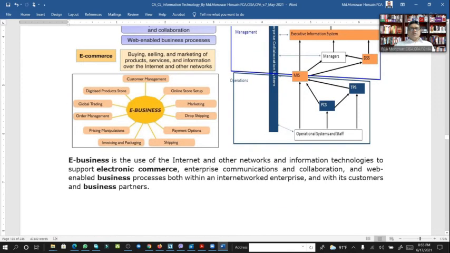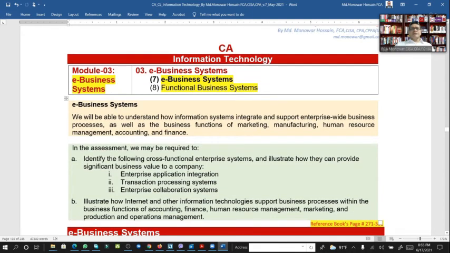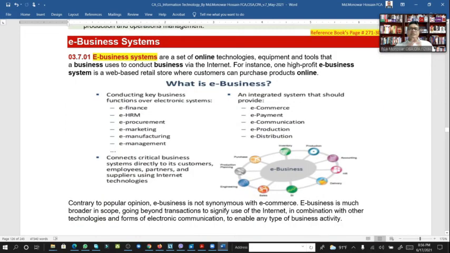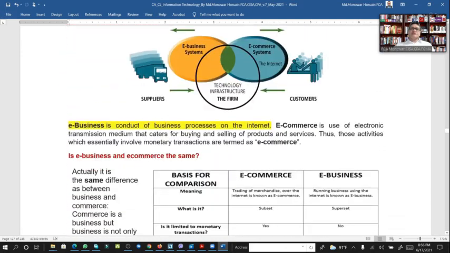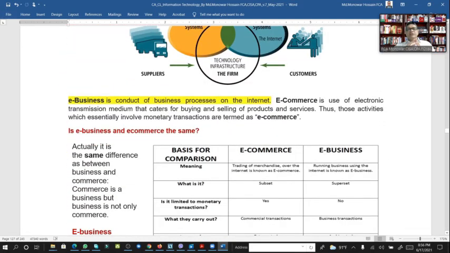So that is e-business, and we will see the objective and true or false questions next. This is the e-business system, which is part of our module 3. Here we have seen the e-business system and different types and models of e-business: B2B, B2C, C2C, C2B, B2A, G2G, etc. And we have seen the difference between e-commerce and e-business. E-commerce is a part of e-business, and e-business connects business processes on the internet.